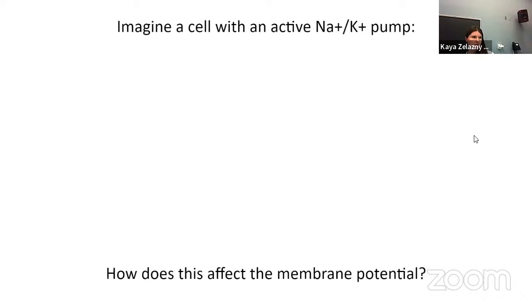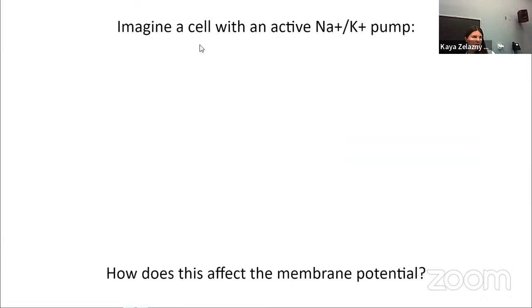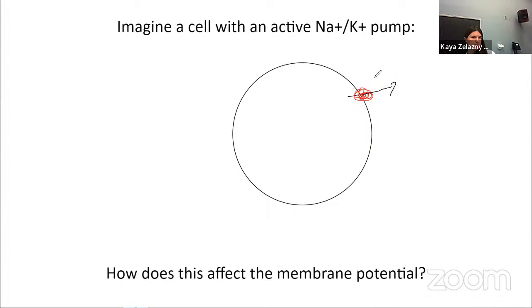Okay. So we're starting with a cell with a sodium potassium pump, right? We'll draw our pump and we can use red, okay? All right. So we're moving 3 sodium out and we're moving 2 potassium in.